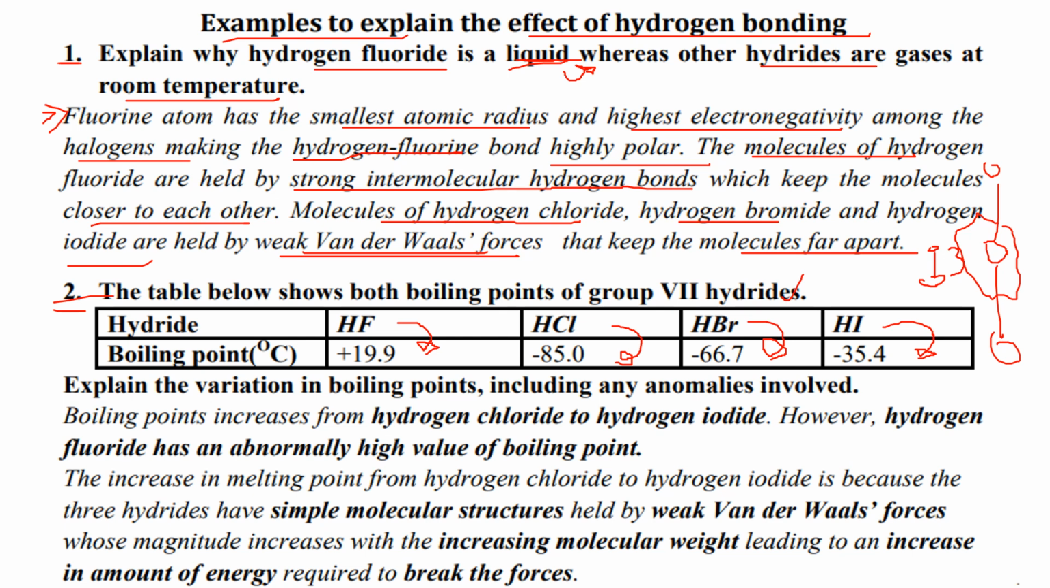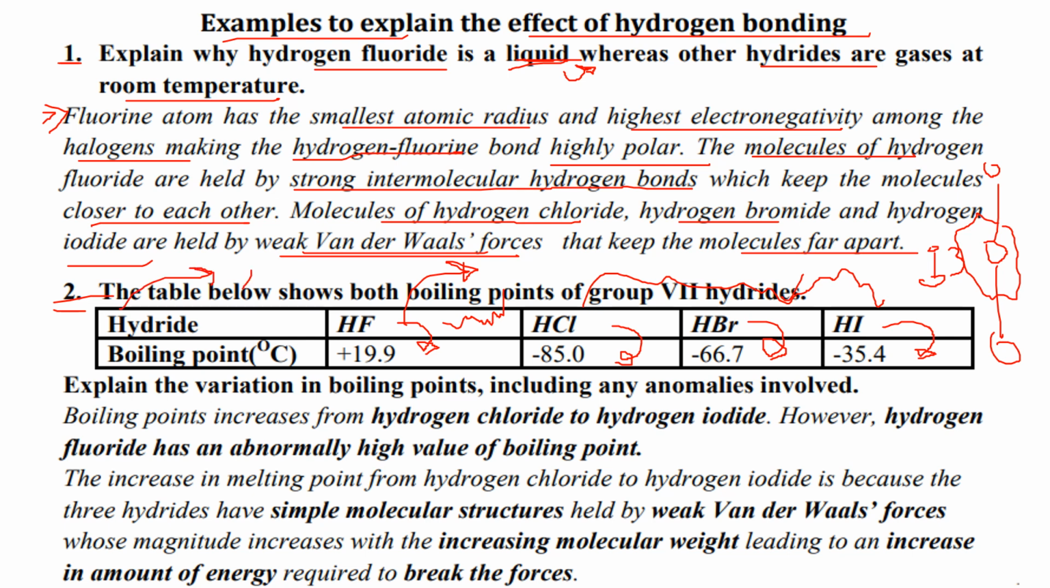Now notice that among all the hydrides of group 7, it's only hydrogen fluoride which has hydrogen bonds between its molecules, and therefore we expect it to have a higher boiling point, because hydrogen bonds require a high amount of heat to be broken. But the other hydrides simply have simple molecular structures. And whenever you're explaining melting points and boiling points, you talk about the structure.